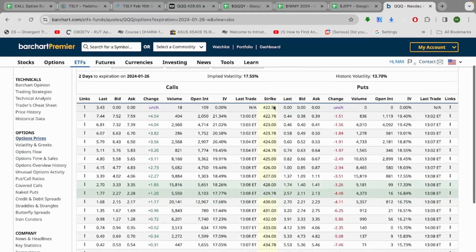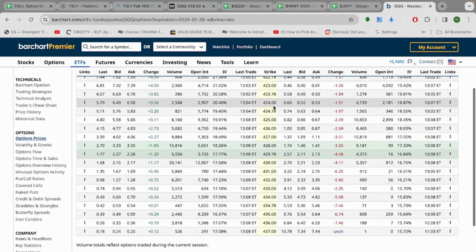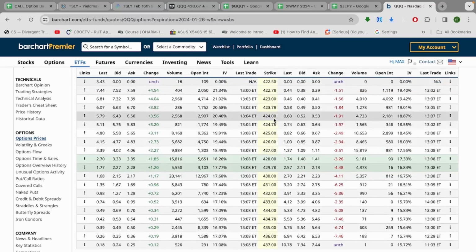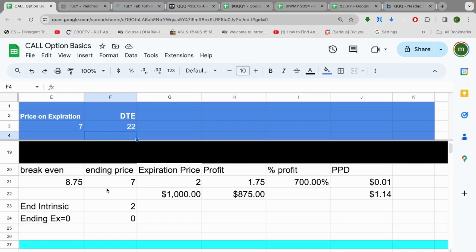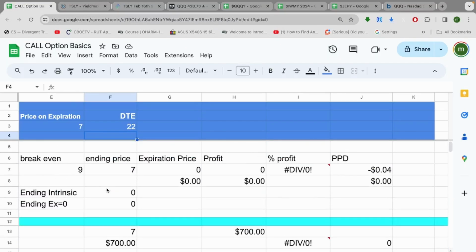All right, I've already got the option table opened up. Like I always remind everyone, calls are on the left, puts are on the right. Strike prices go down the middle. So let's price this 426 option. It's going for 87 cents, and it expires on Friday. So let's put that into the put option basic calculator.